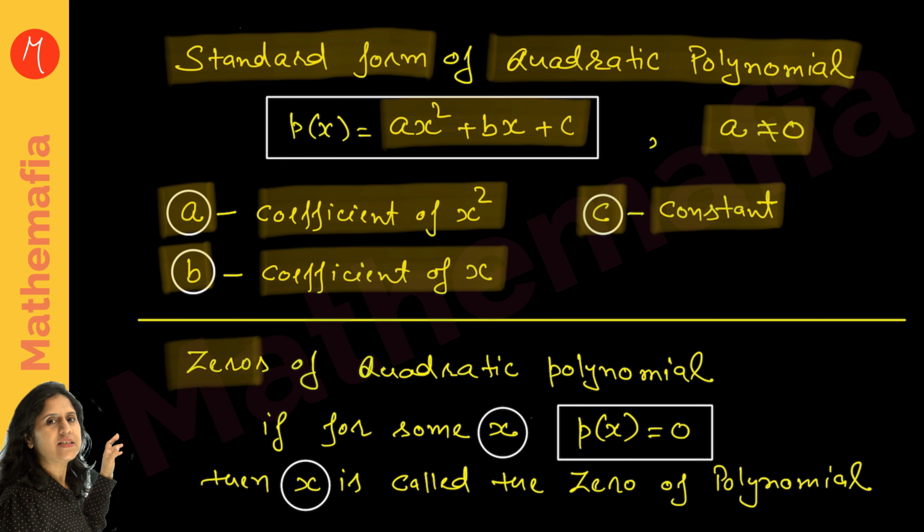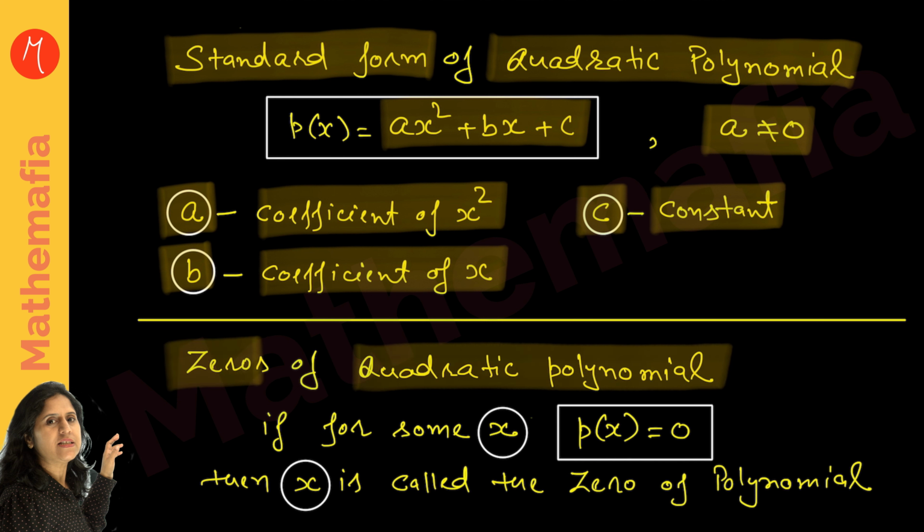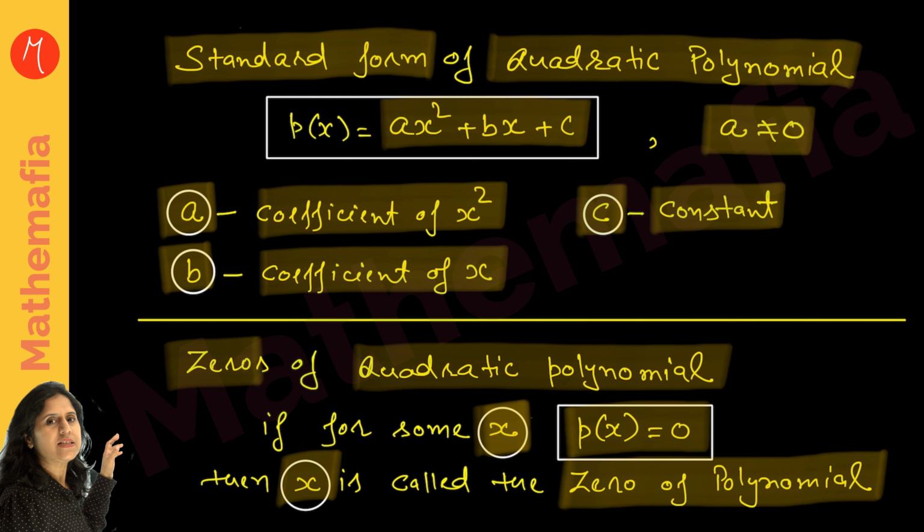Now what are the zeros of a quadratic polynomial? If for some x, p(x) is equal to 0, then such an x is called the zero of a polynomial.